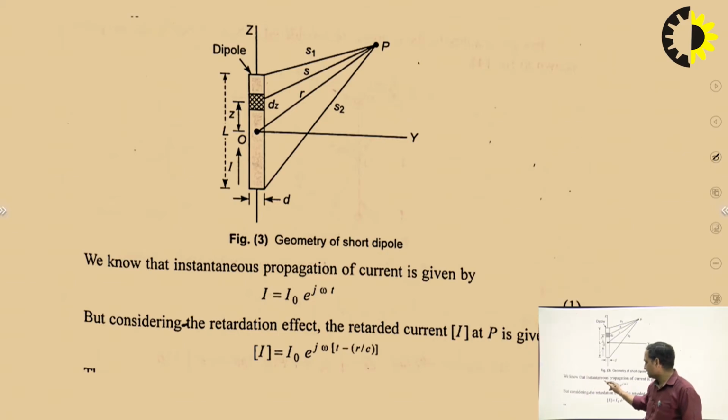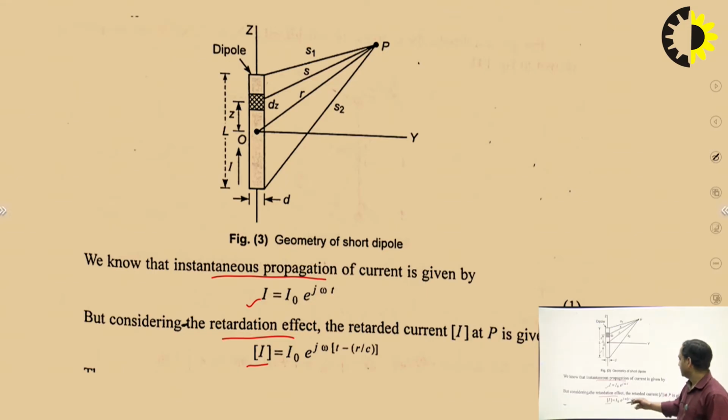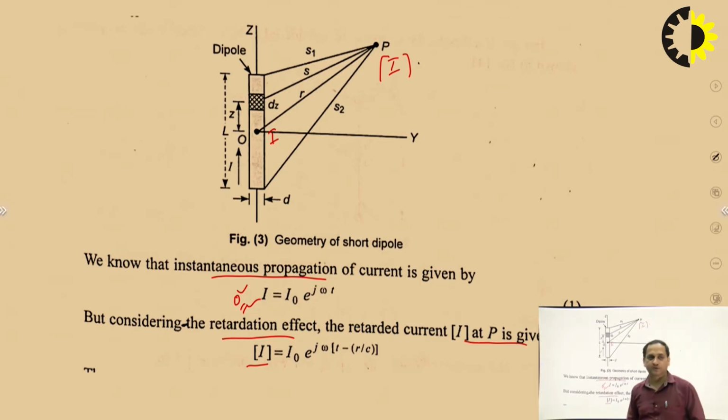So we know that the instantaneous propagation of current is given by I is equal to I naught e to the power j omega t, and there is a retardation effect, so the retarded current is represented in the square bracket of I. If the current I is there at point O, then at point P the retarded value will be I naught e to the power j omega t minus r upon c.